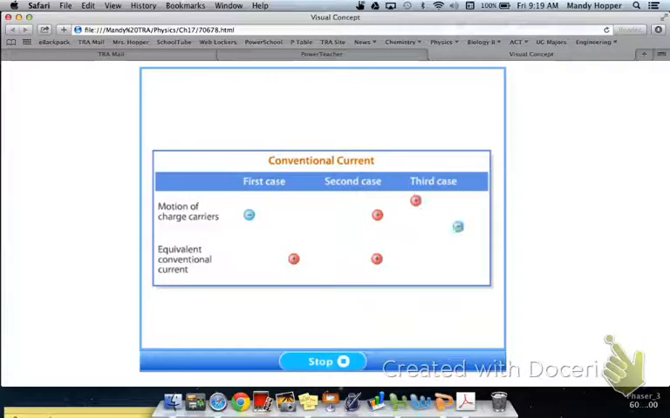In some gases and dissolved salts, current can be due to positive charges moving to the right and negative charges moving in the opposite direction. In this case, the conventional current would consist of positive charges of an amount equal to the total movement of charge, but all moving to the right.